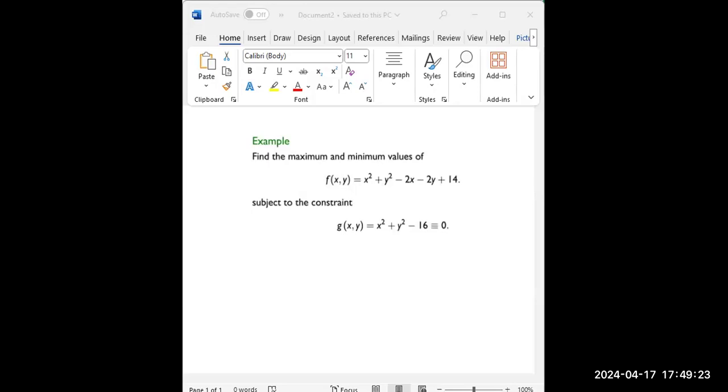We now need to substitute them into the constraint, right? Yes, sir. Okay, plug it into the constraint now and tell me what it is that you have.